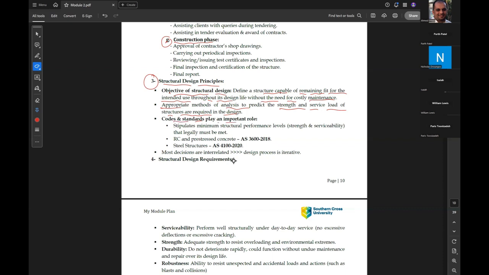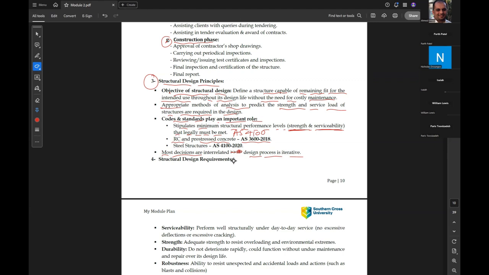The codes and standards play an important role, so we need to stipulate minimum structural performance levels, strength, and serviceability that legally must be met. For steel, we have AS 4100. For reinforced concrete and pre-stressed concrete, we have AS 3600. Most decisions are interrelated. This means that the design process is iterative, not a one-pass process from the first step.